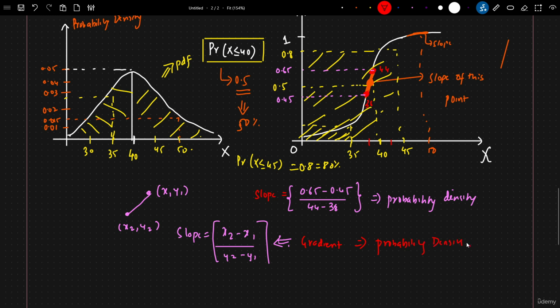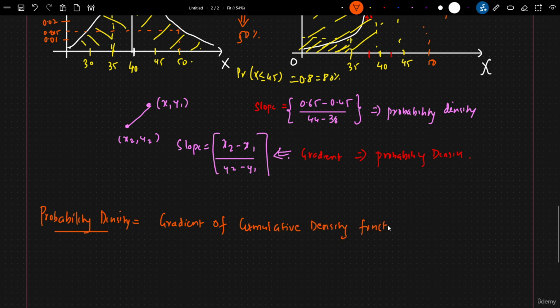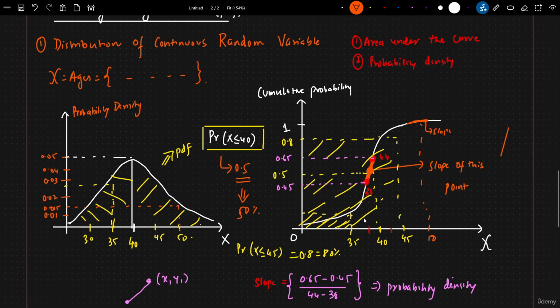So if in an interview they ask you, hey, what exactly is probability density? Then here you can basically go ahead and just define. It is nothing but a gradient. Gradient basically means derivative. Gradient of the cumulative curve or cumulative density function, right? And that is the reason this cumulative density function is really important. It is nothing but a gradient of the cumulative density function.